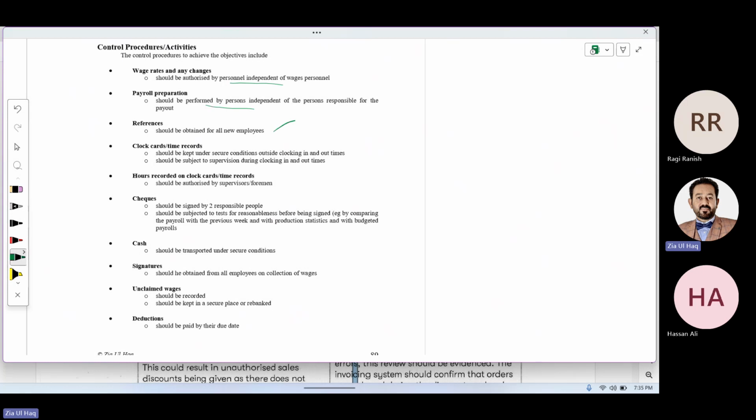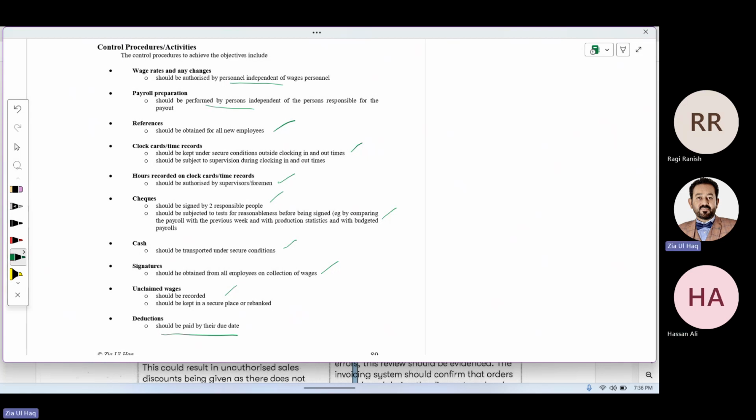Two references must be obtained. Clock in, clock out process should be supervised. Overtime should be authorized by the foreman. Checks should be signed by two signatories. Reasonableness has to be performed before signing the check. Cash should be transported under security. Signature must be obtained. Unclaimed wages should be securely placed or rebanked. And deductions should be paid on the due date and should be made according to the correct rate and table.